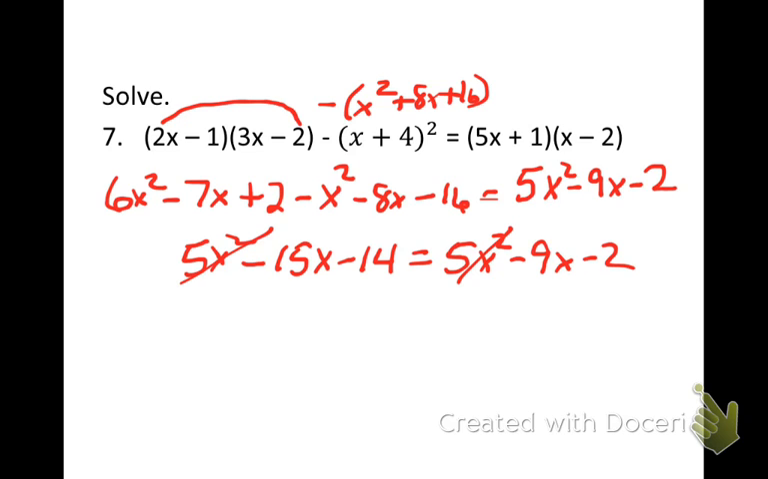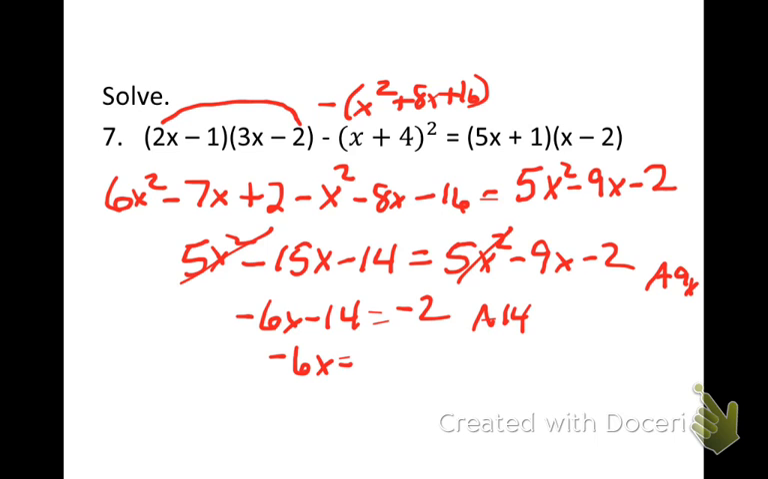So I'm going to add 9x to each side. And if I do that, I'm going to get negative 6x minus 14 equals negative 2. So now I would need to add 14 to each side to get negative 6x equals positive 12. And then when I divide by negative 6, I get x equals negative 2. So this turned out to be just a linear equation instead of quadratic. Now, could you get it set equal to 0 and factor it? You could, but you don't really need to on this one.